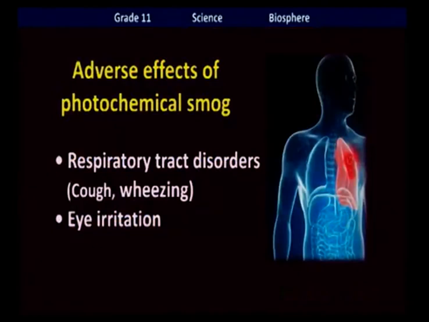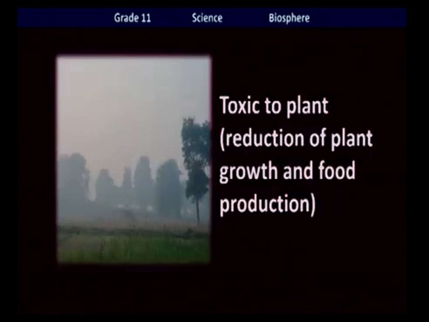So what are the adverse effects, or the harmful effects, of photochemical smog? Number 1, respiratory tract disorders. Number 2, eye irritation. If you go to an industrial city, sometimes you can feel a burning sensation in your eyes, and sometimes you can get a headache due to inhaling these secondary pollutants and other toxic gases. Next one, toxic to plants. These chemicals can affect the plant leaves and reduce the growth of the plant and food production. Therefore indirectly, photochemical smog will affect world food production, which can lead to a food crisis in the world.